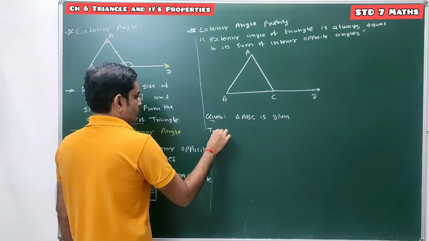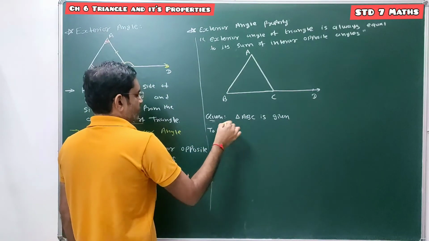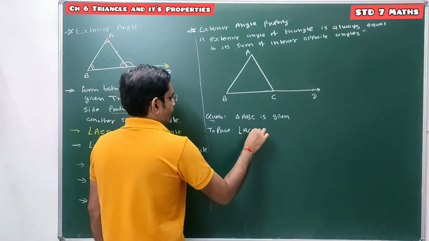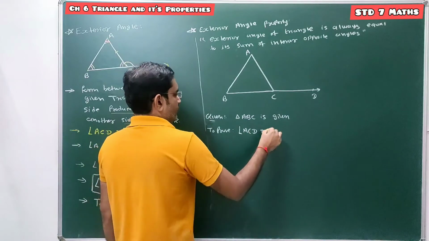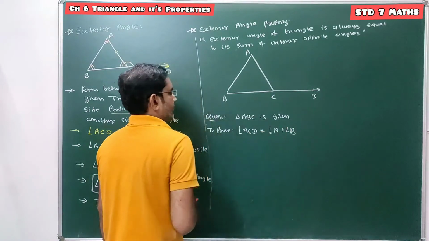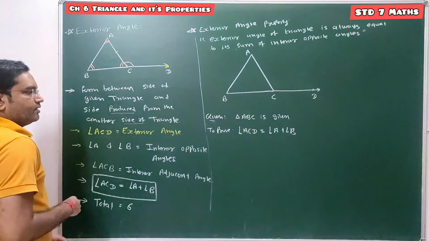To prove, what do you have to prove? We have to prove that the exterior angle of the triangle, which is angle ACD, is equal to its sum of interior opposite angles, angle A plus angle B. That you have to prove. Done? Now the proof.